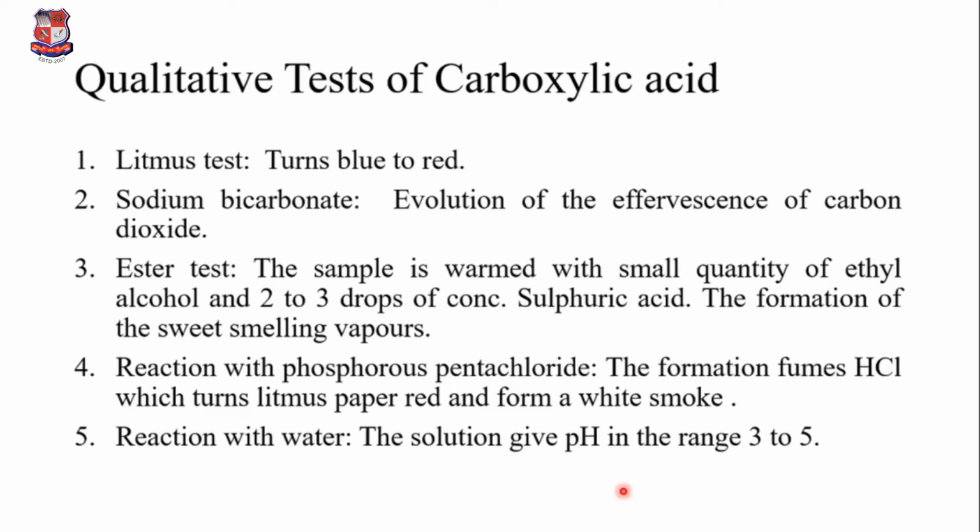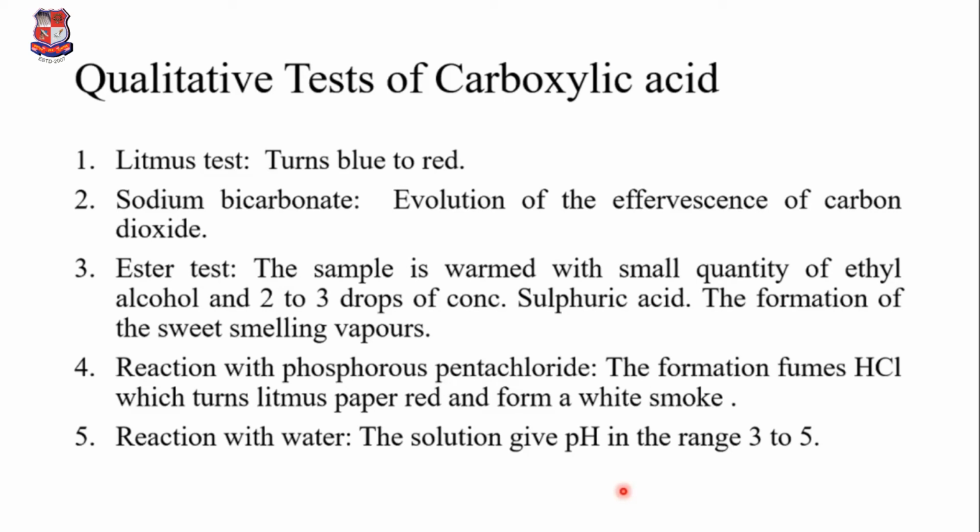Then the fourth one is the reaction with phosphorus pentachloride. Here we take some carboxylic acid and add some phosphorus pentachloride. Then we observe the formation of fumes of HCl, which turn litmus paper from blue to red, and form white smoke. Remember that. And also white smoky fumes form.